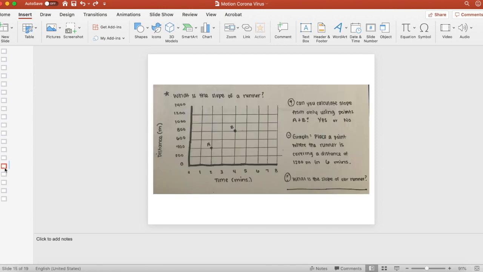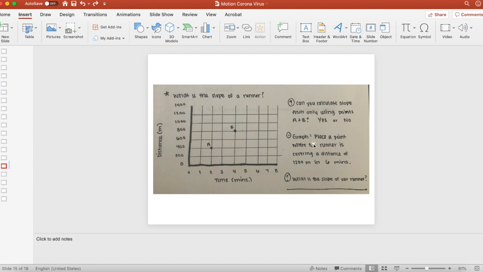Right here is a graph that would have been in your notes packet had we been in school, and I printed this out for you. So I'm asking you, what is the slope of a runner? First of all, can you calculate slope from using only points A and B? So point A is right here and point B is right here. Do you think you can calculate the rise over the run of this runner from the points that are already given to you? Yes or no? If you said yes, you are correct.